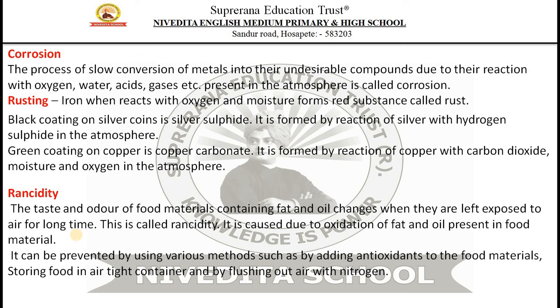So this is called rancidity, right? So how can we prevent this rancidity? Now prevention. First let us come to corrosion. How can we prevent corrosion, rusting, from happening? Iron can be prevented from rusting by applying grease, oil or paint on the surface, so that the surface does not come in contact with moisture and does not get rust, right?